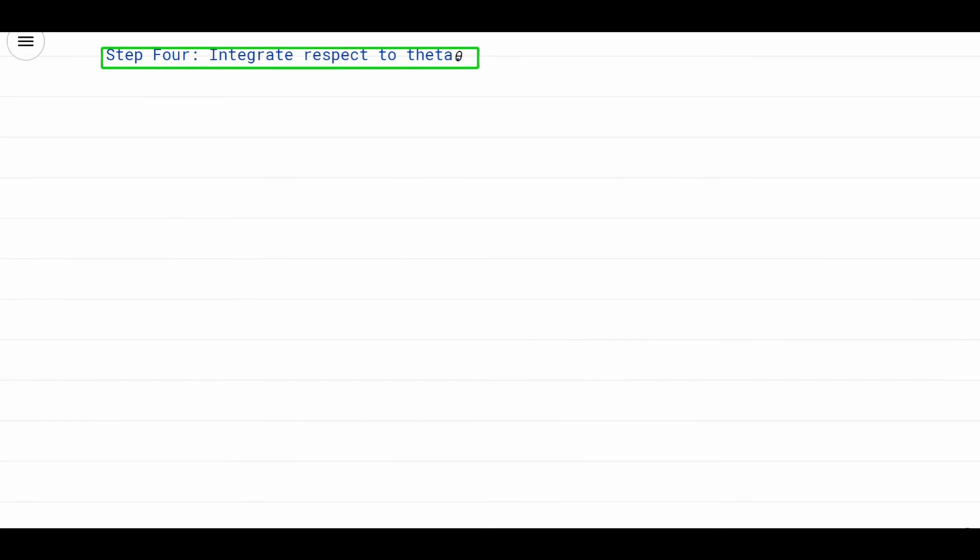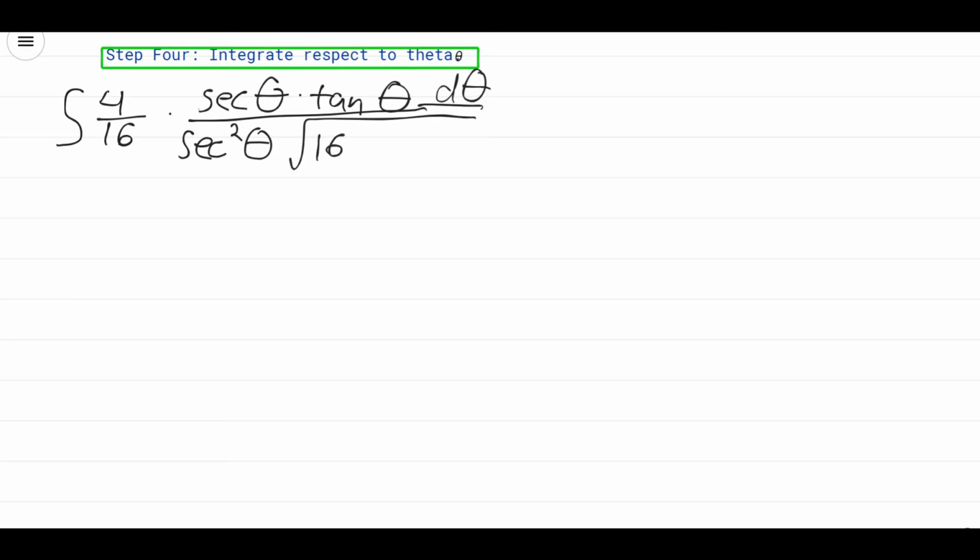Step 4, we're going to integrate this with respect to theta now that we've plugged everything in. So our plugged in formula is 4 over 16 times secant theta times tangent theta times d theta, over secant squared theta times the square root of 16 secant squared theta minus 16. So that's everything plugged in. All I did was move the constants to the front. Furthermore, I'm going to reduce 4 over 16 to 1 over 4. I'm left with 1 over secant theta.